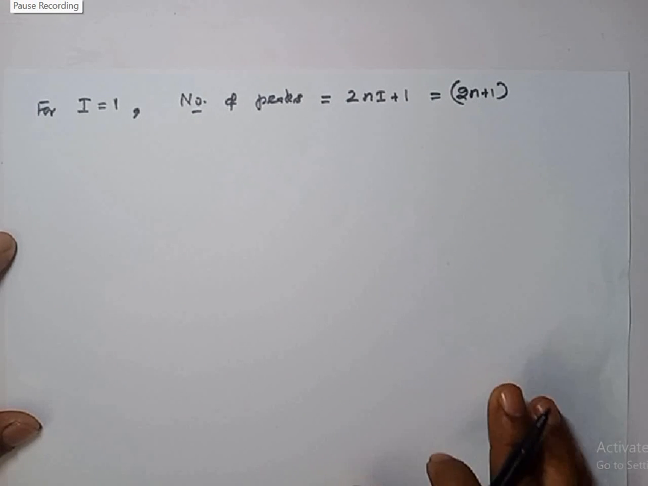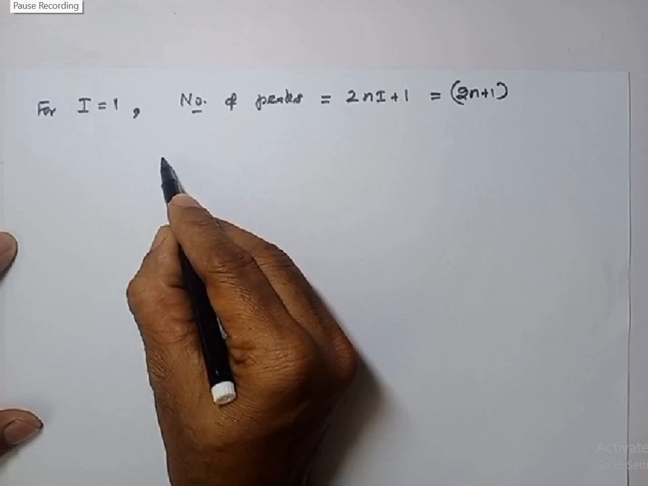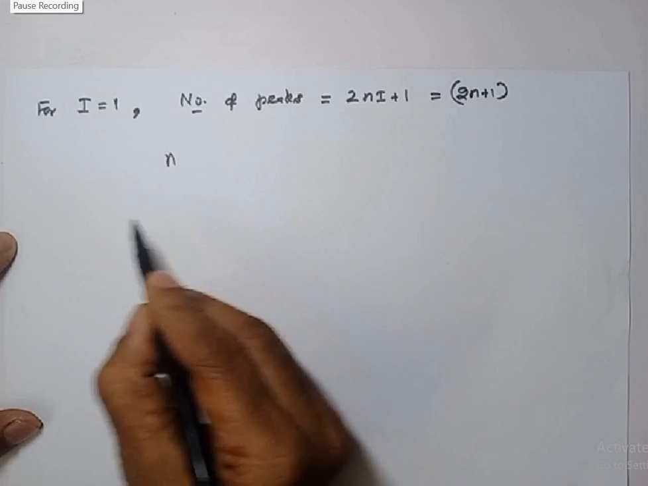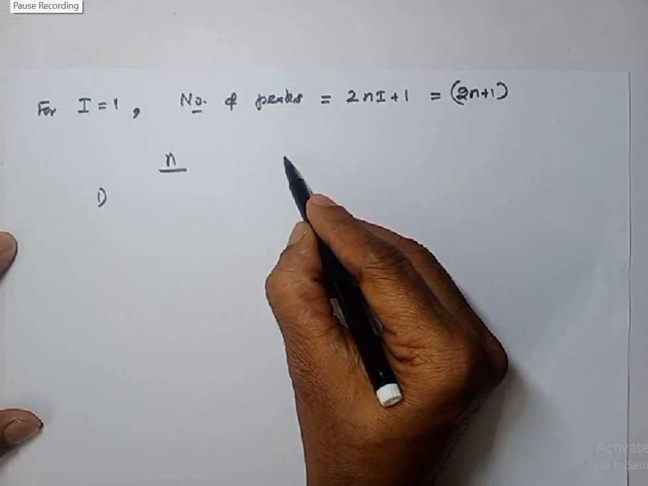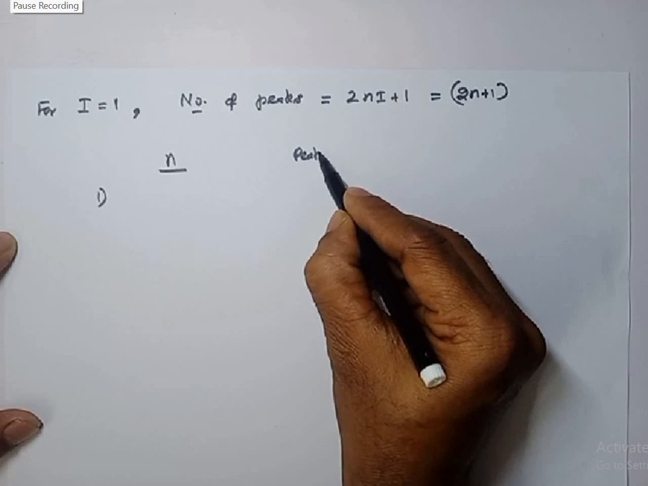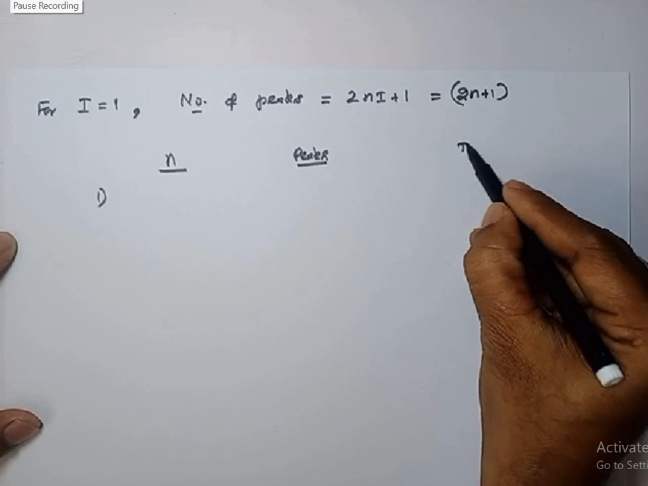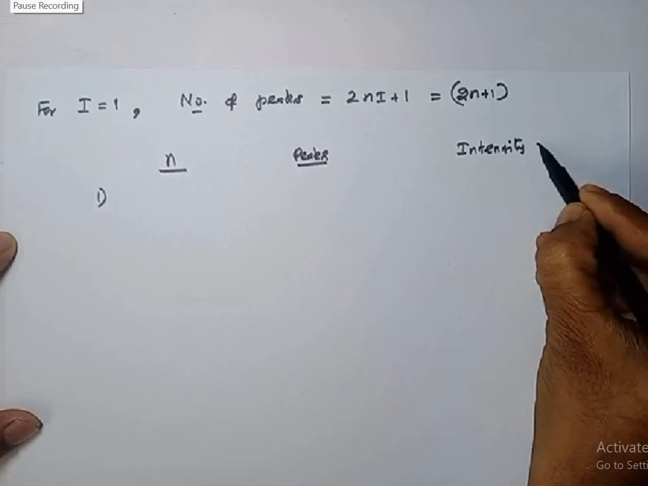Now listen, this is very important. Suppose I put the n value here, and I'll get peaks. How many peaks do we get? Number of peaks. Then I'll put the intensity ratio here. Intensity ratio.